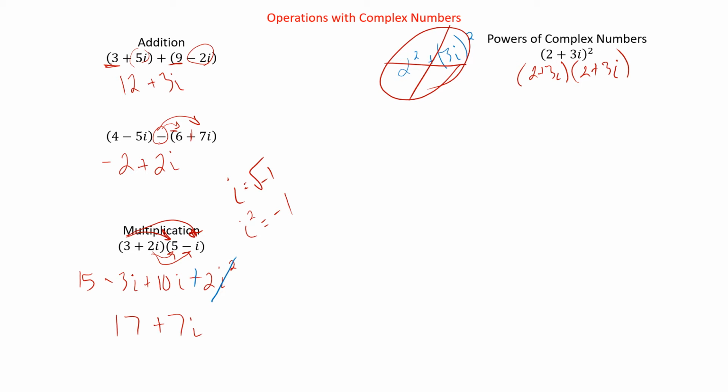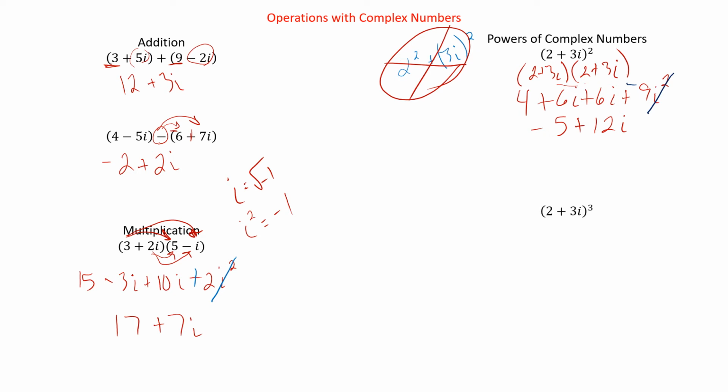2 times 2 is 4. 2 times 3i is going to be plus 6i. 3i times 2 is another plus 6i. 3i times 3i is plus 9i squared, but that i squared makes that a negative. So we have 4 minus 9 is -5, plus 6i and 6i is 12i. There we go. That's what it is. It is not 2 squared plus 3i squared.